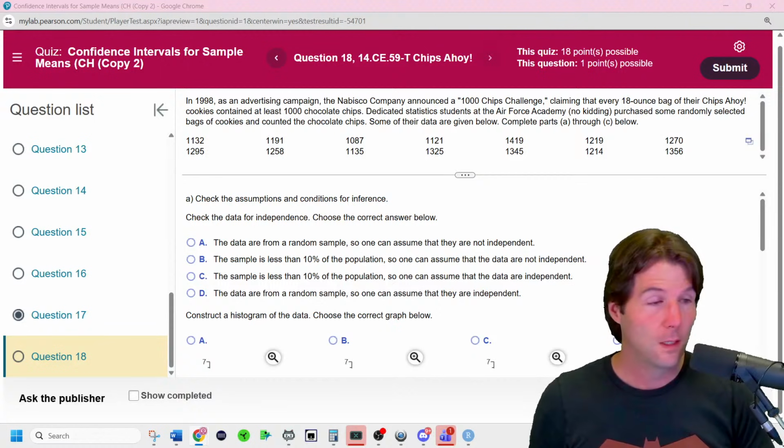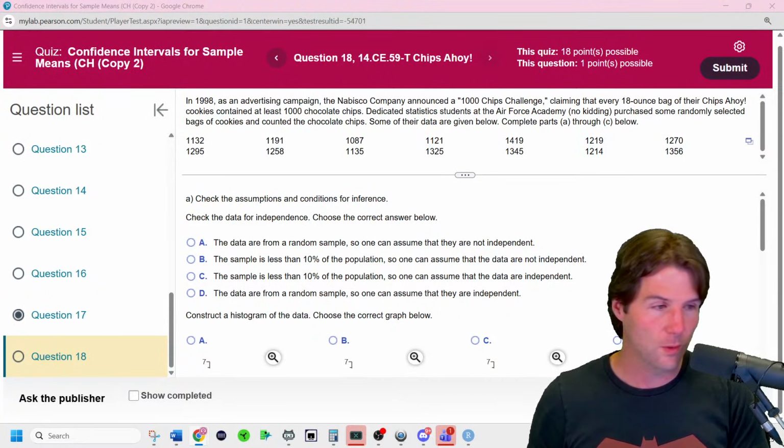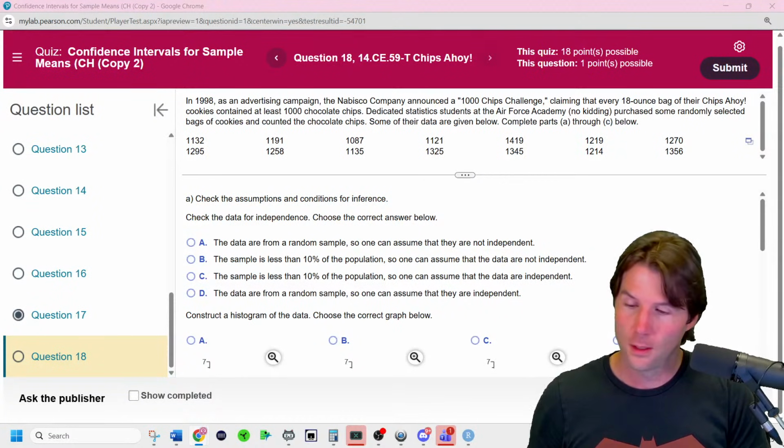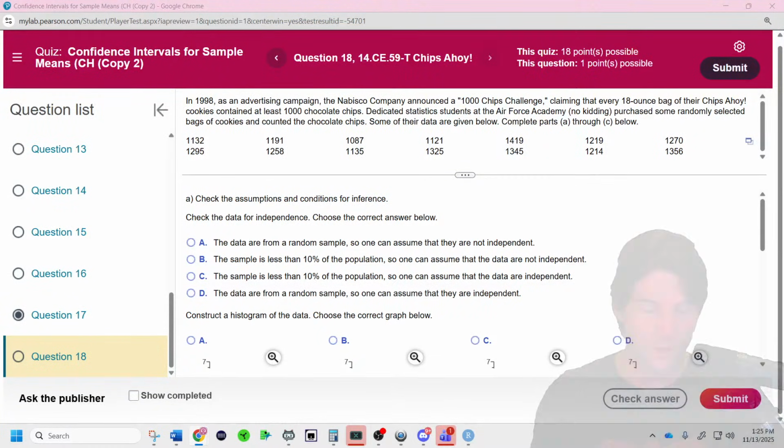Okay. We have, Stat 201, Chapter 14: in 1998, an advertising company ran a campaign. So we have this campaign right here. They collected data on Chips Ahoy bags, and they saw how many chips were in there. They actually took apart each cookie and counted the chips. So in the first bag, they counted 1,132 chips.